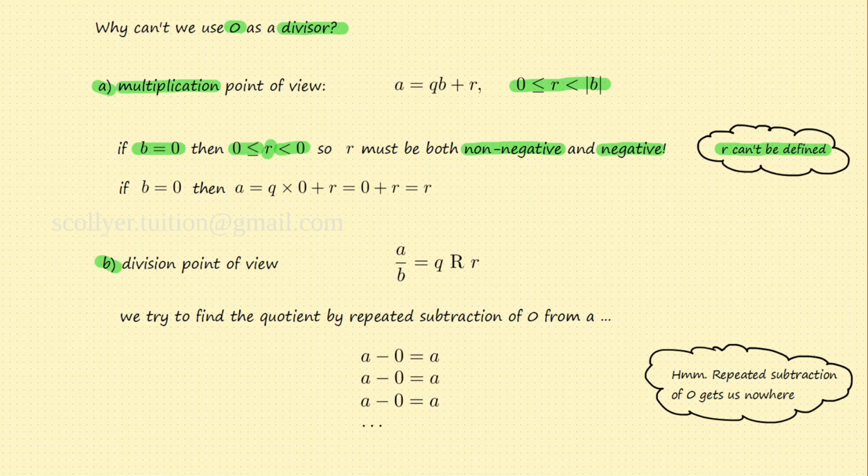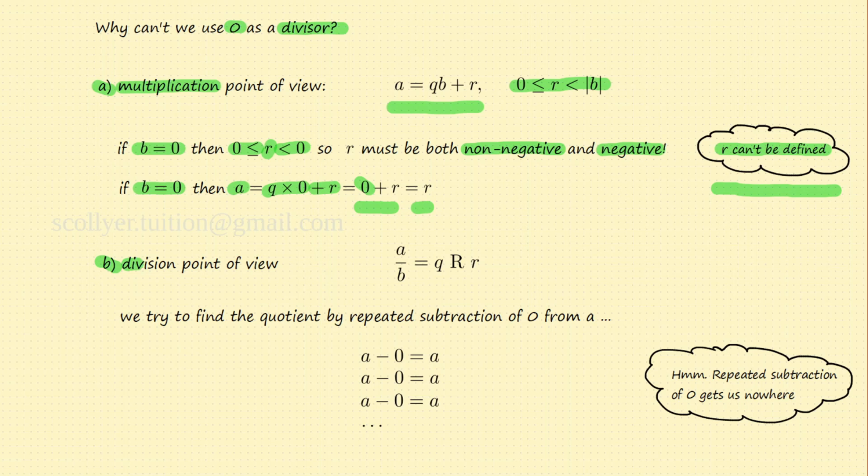That's the first problem. There's another one. If b equals 0, then from this formula, a equals q times 0 plus r. Q times 0 is 0, so we end up with a being 0 plus r, which is r. In other words, if we choose b equal to 0, then a will only ever be equal to r, and r, of course, can't even be defined, so this is hopeless. We can't construct any integer a at all if b equals 0.